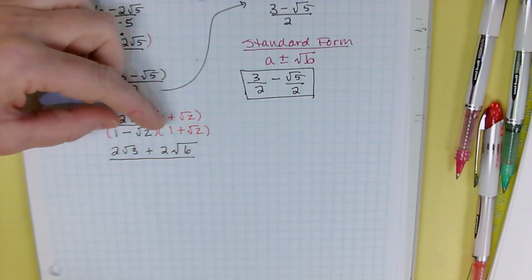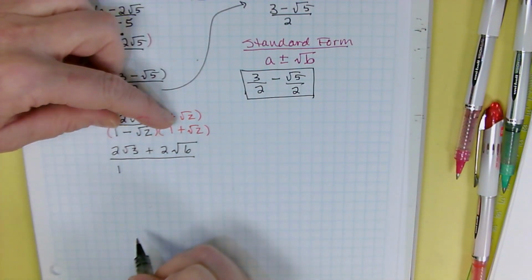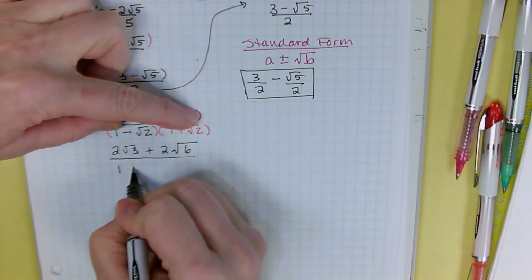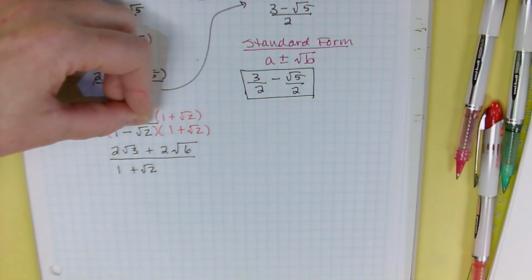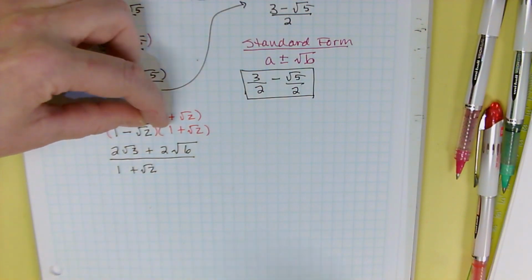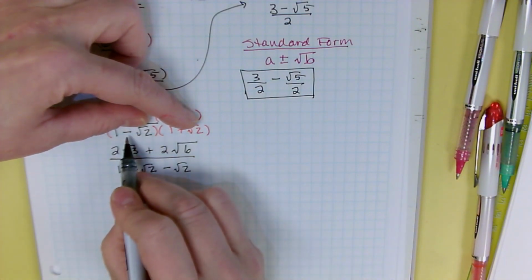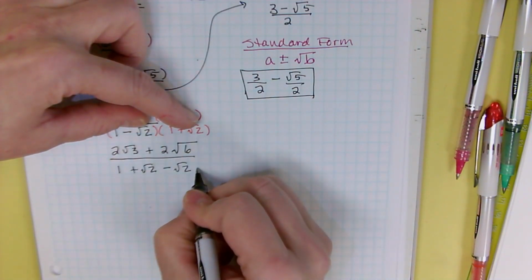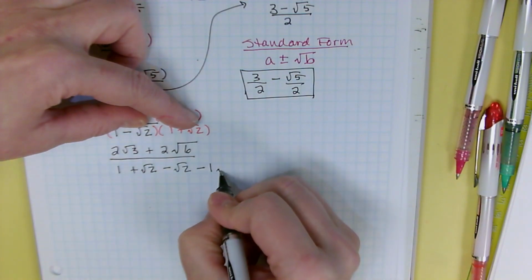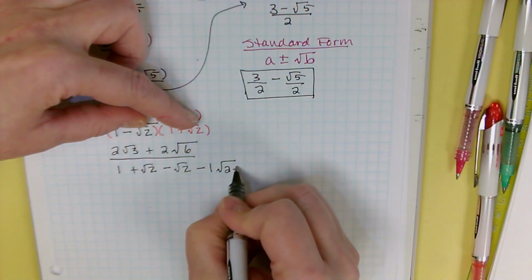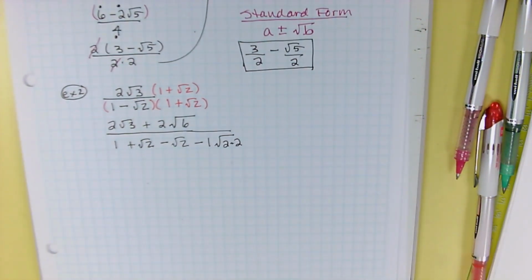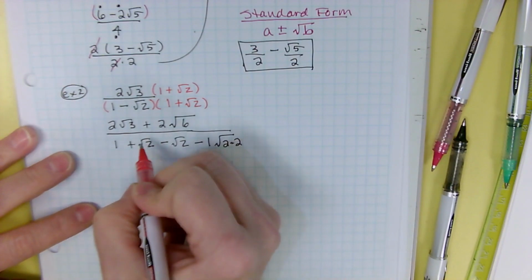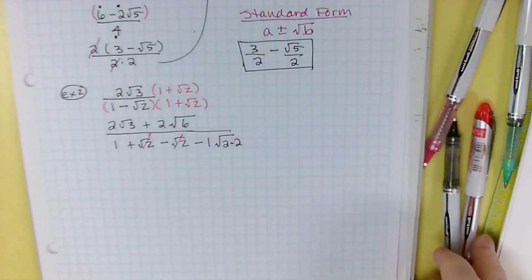Start with the 1. 1 times 1 is 1. 1 times positive radical 2 is positive radical 2. Now move to the negative radical 2. We're going to distribute that one. Negative radical 2 times 1 is negative radical 2. And then here's the tricky one. On the outside, a negative 1 times a positive 1 is a negative 1. And on the inside, I combine the radicands. I have 2 times 2.